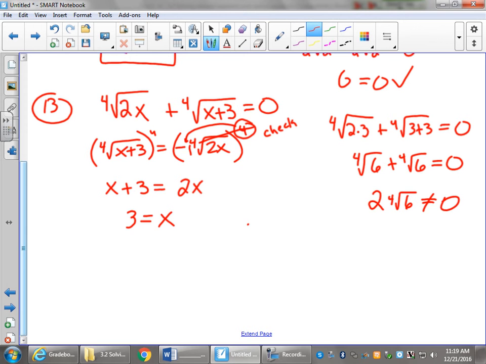So we're going to come over here to our 3. We're going to cross it out and write extraneous next to it. And if the only answer you got was extraneous, therefore there is no solution to the problem. Yes, Quentin?